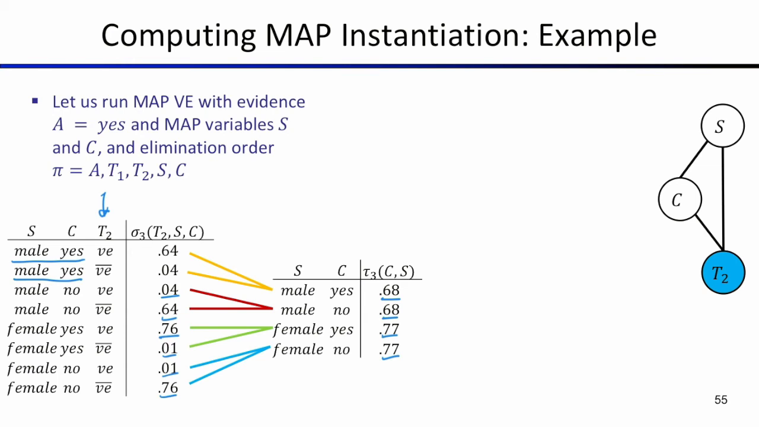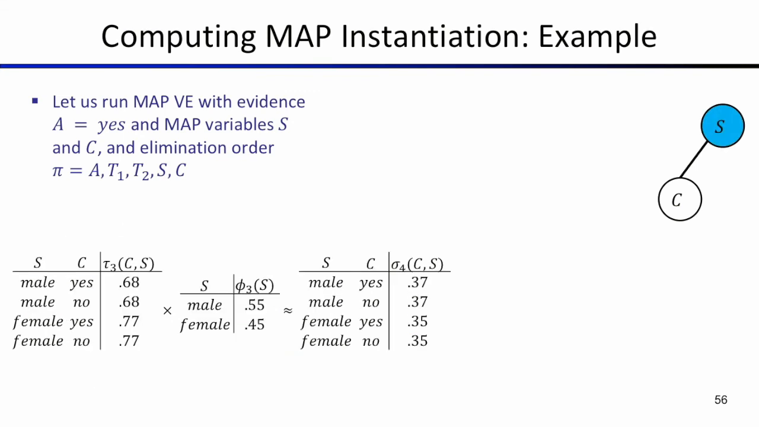We're going to continue now to eliminate S and C. So we're going to multiply all the factors that mention S. We have this tau 3 that we created, and the one original factor, phi 3, that also mentions S. We multiply these factors together, and now we have the sigma 4 factor that mentions C and S.